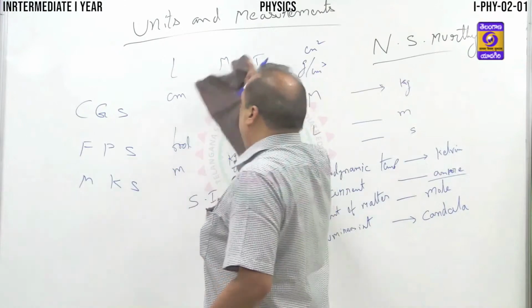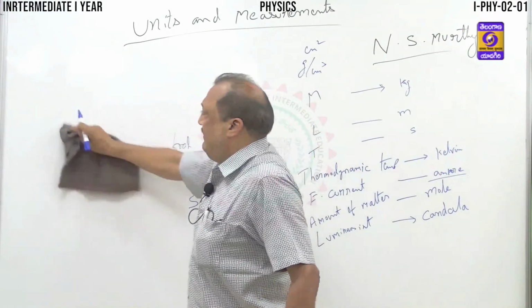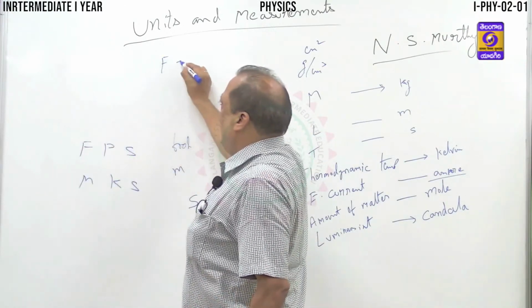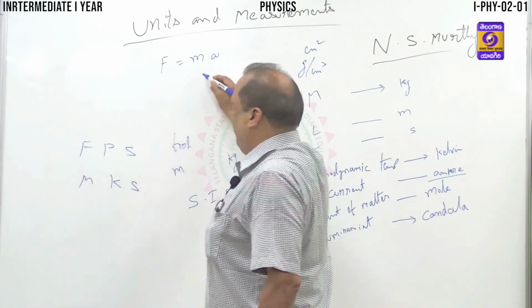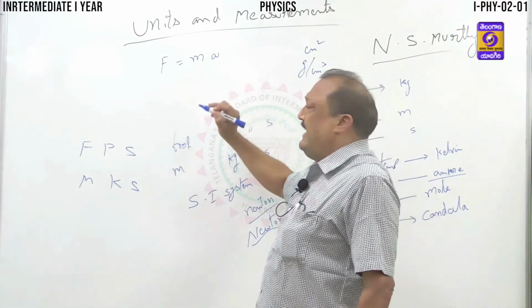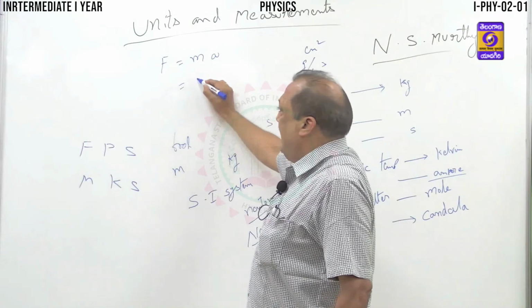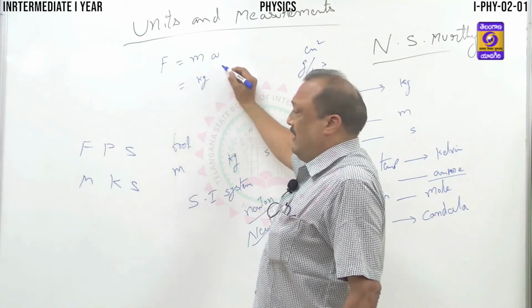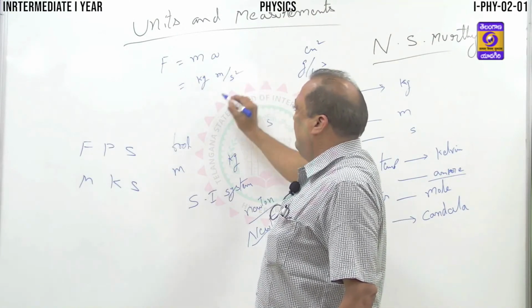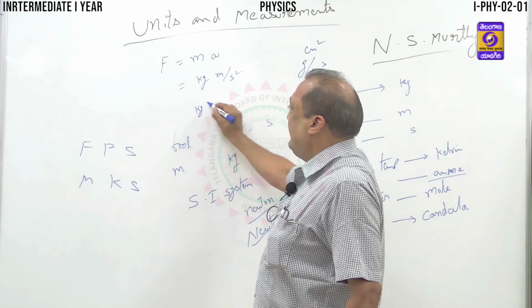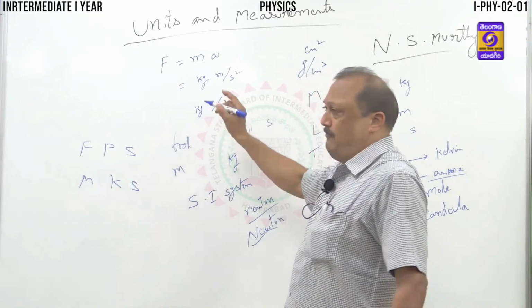Newton, for example. We have F = ma, force is the product of mass and acceleration. The unit of mass is kg. Unit of acceleration is meter per second square. So kg meter per second square, that is the unit of force.